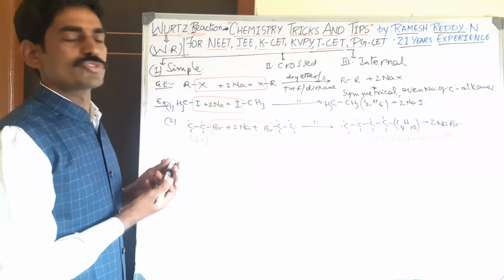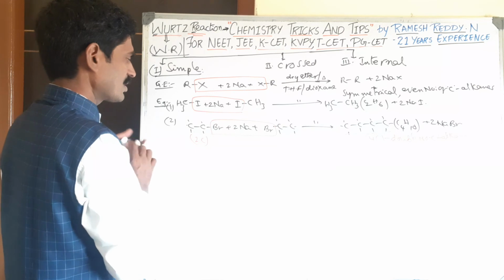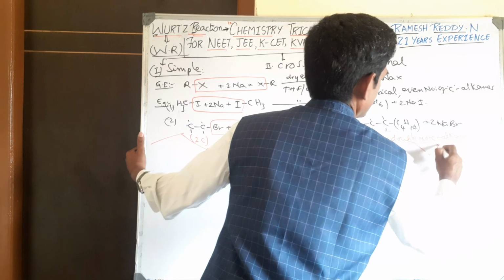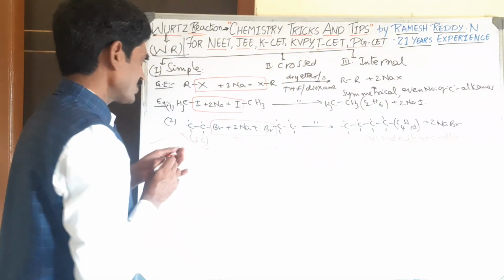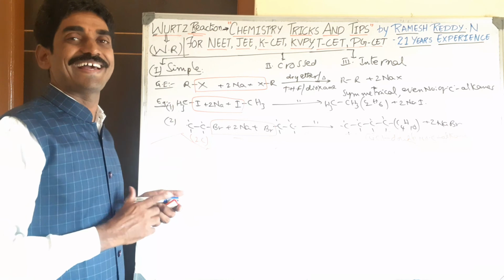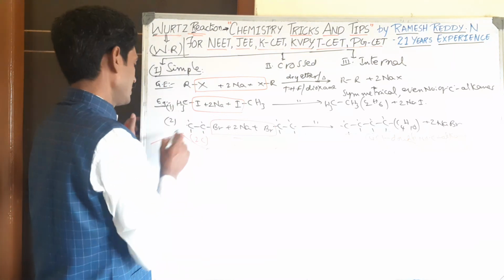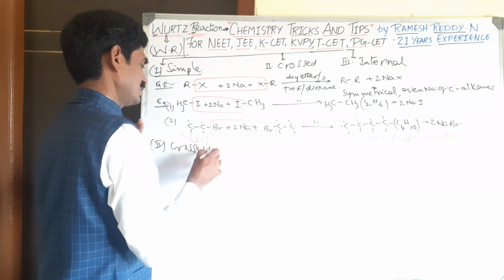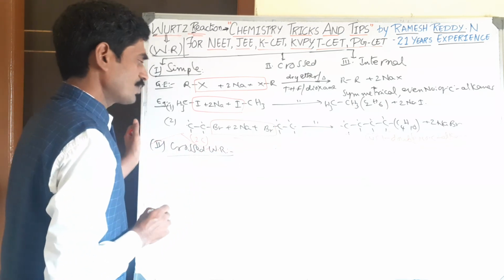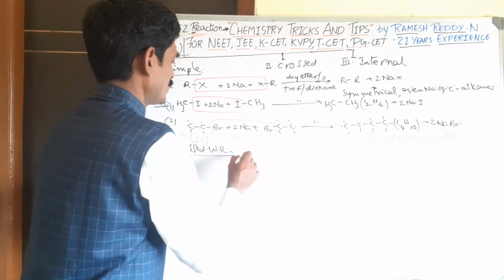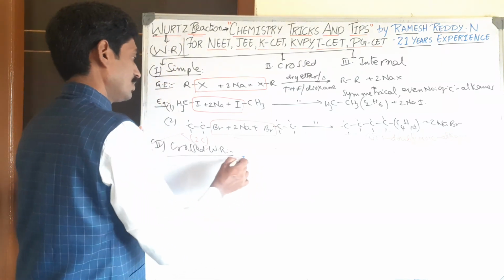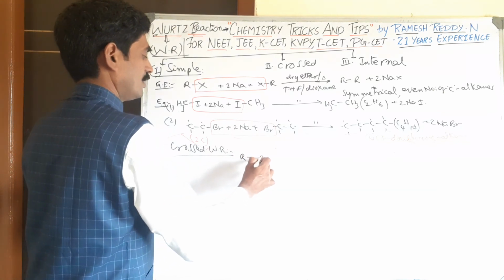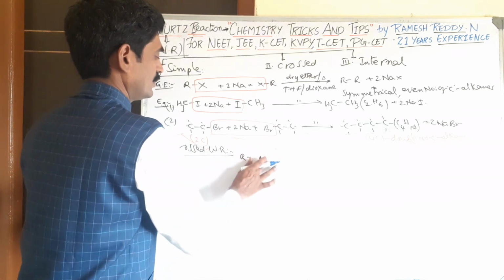The second one, cross-Wurtz reaction. If the Wurtz reaction takes place between two dissimilar, two different alkyl halides, then we have to call it cross-Wurtz reaction. The cross-Wurtz reaction takes two different alkyl halides. For example, take R and R dash. Both are different.